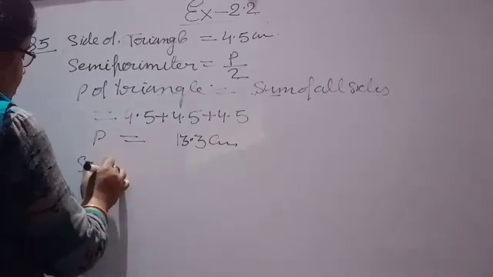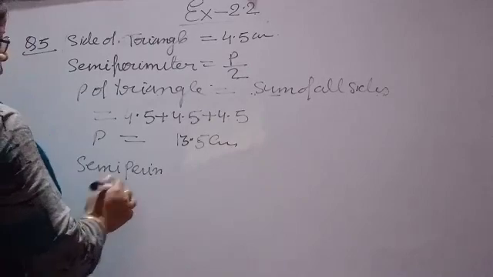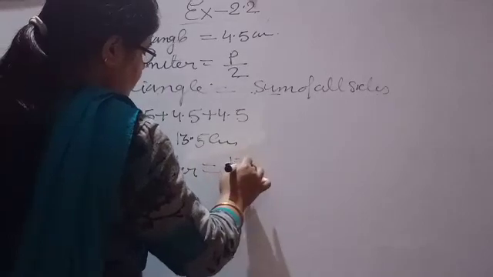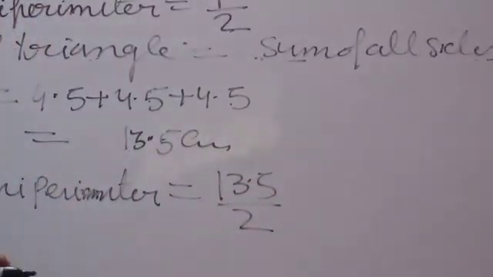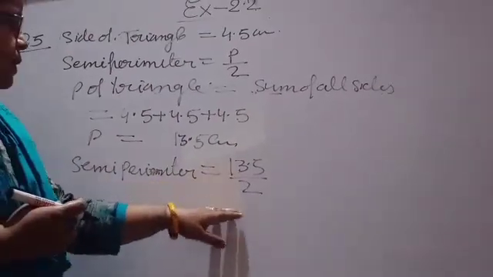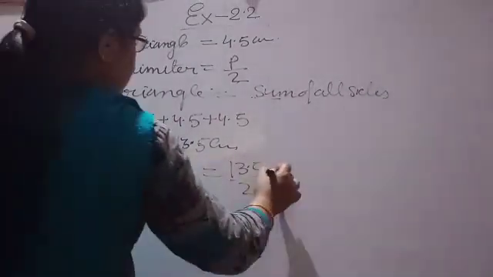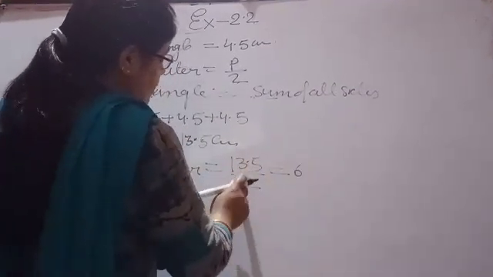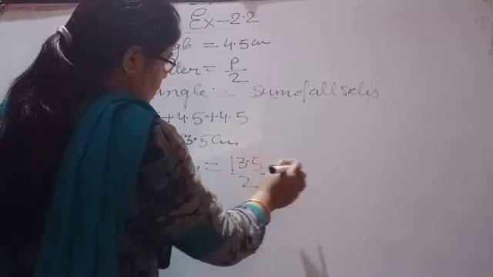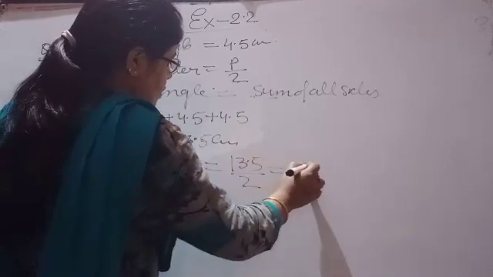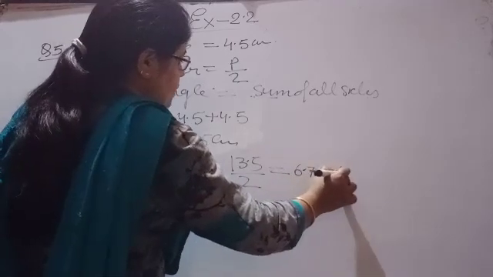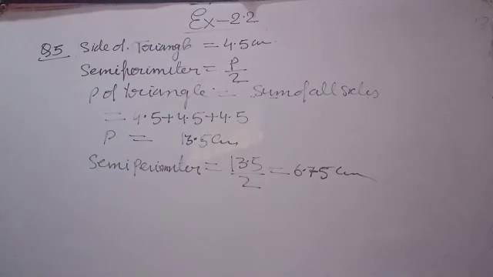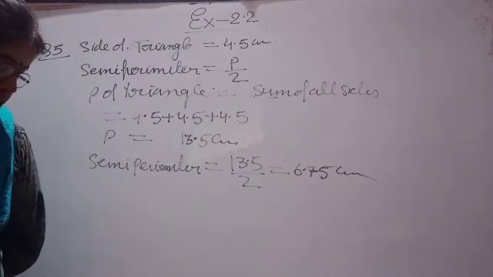Okay. Now semi perimeter is equal to 13.5 divided by 2. I told you that semi means half of the perimeter. Now divide it. 2 sixes are 12, 1 carry. Then again it will be point. Then it will be 15. 2 sevens are 14, or 2 fives. This much will be the semi perimeter of the triangle. Okay. So in this way your question number 5 is also completed. Now we are moving to the next one.